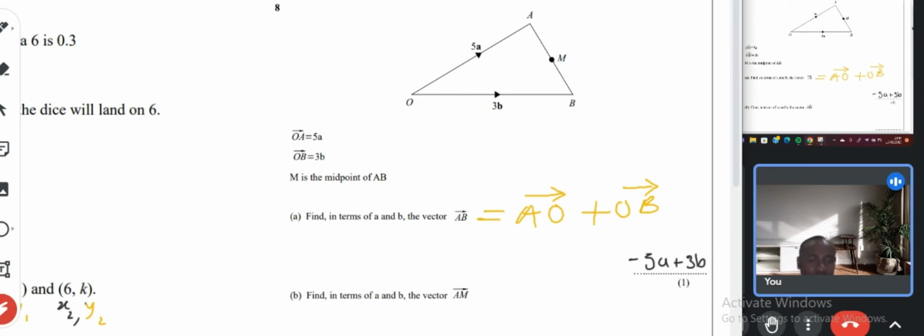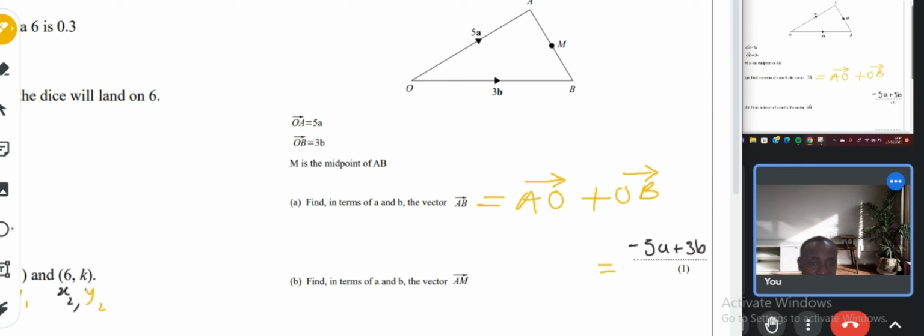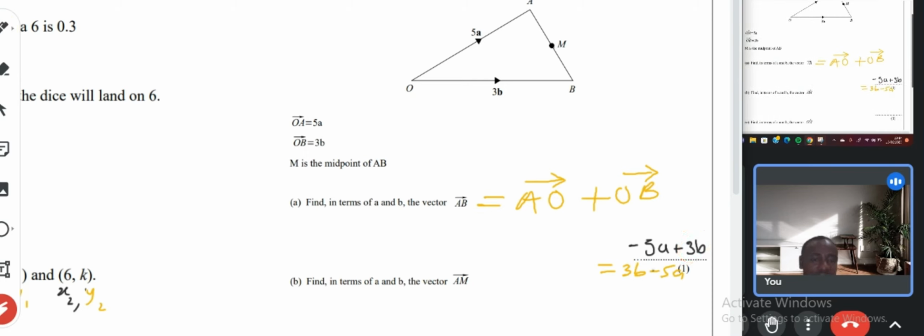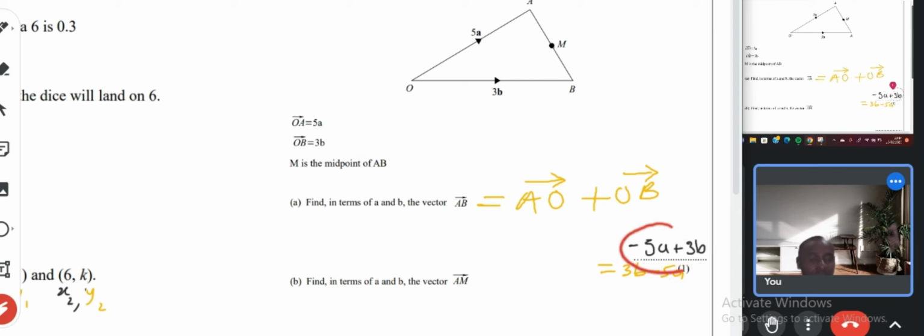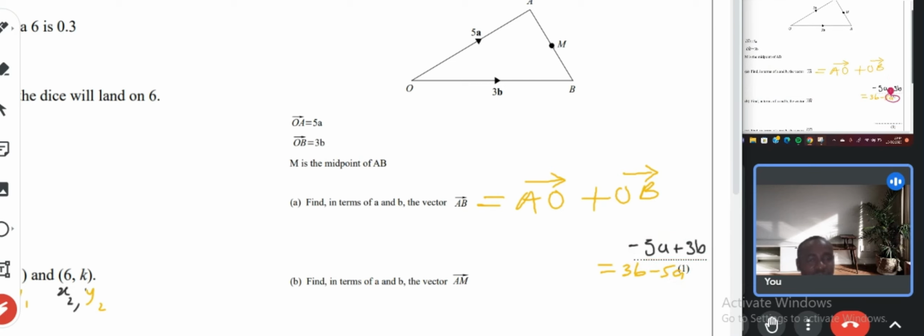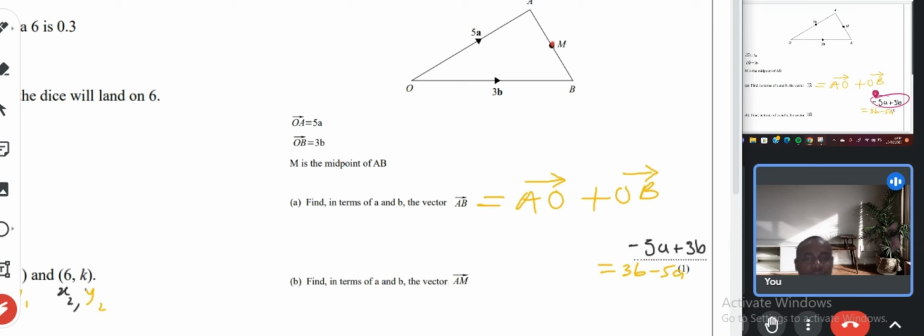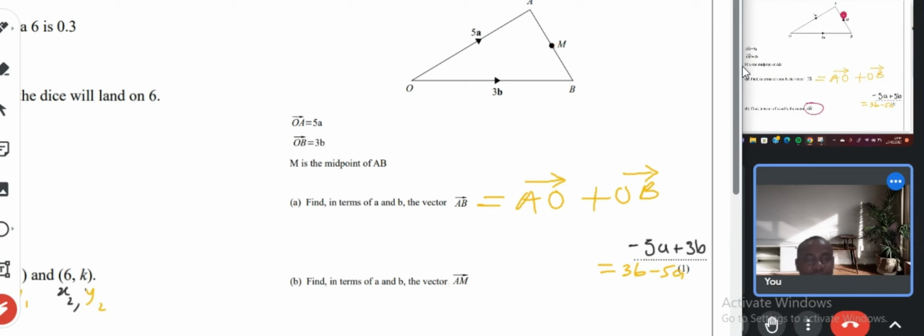I hope you know it's the same thing as saying 3B minus 5A. That's positive 3B and then negative 5A. But this will also be marked. That's also correct. Now find in terms of A and B the vector AM, and M is the midpoint of A and B.